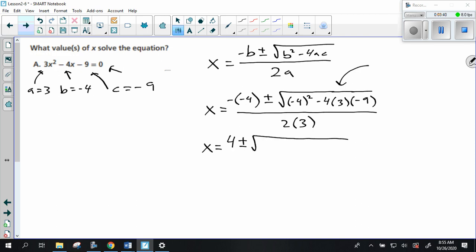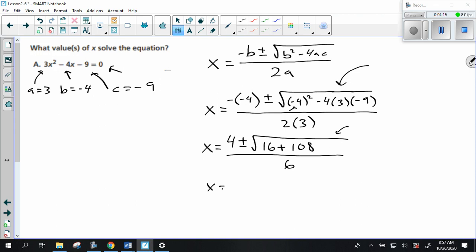Let's evaluate this exponent. Negative 4 times negative 4 is positive 16. And then we'll see that I've got a negative times a positive times a negative, so we'll eventually wind up having a positive sign here. Let's calculate 4 times 3 times 9. That's going to give us 108, all divided by 2 times 3, which is 6. Excellent. Now we're still working on what's underneath our square root here.